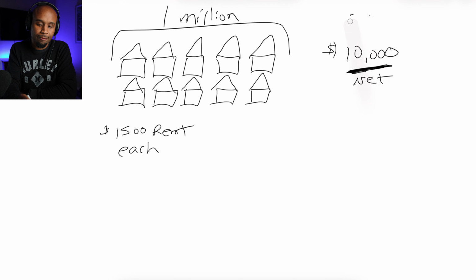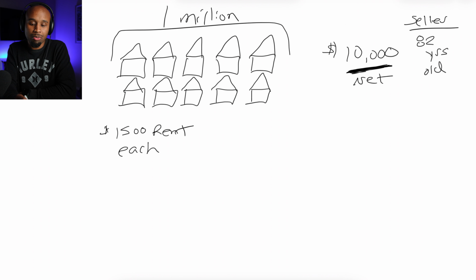That's right, seller. So the seller, he was 82 years old. So he probably was getting $10,000 net. So he wanted $1 million. And I told him when we was on the phone, I was like, okay, well, look, let me give you a call back and see if I can get someone to partner up with me on this.